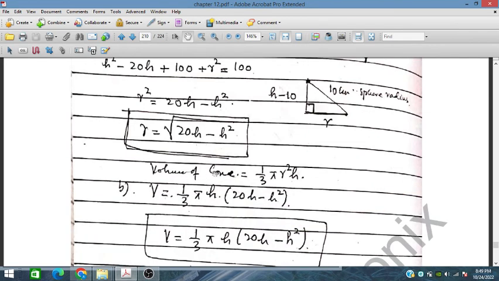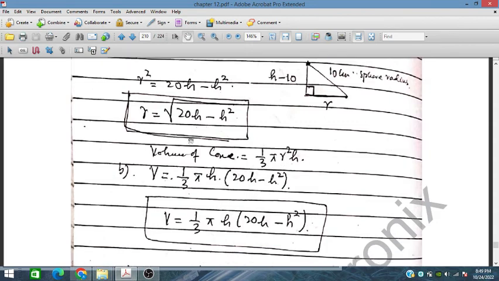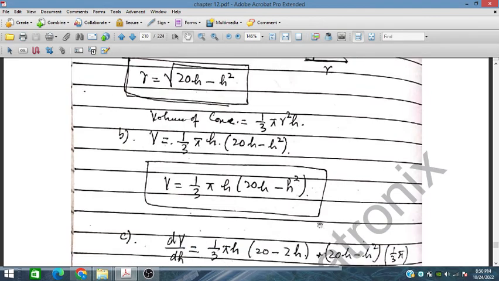Now the volume of the cone is equal to 1 over 3 pi r squared h. So in place of r squared, we can write 20h minus h squared. This V is equal to 1 over 3 pi h (20h minus h squared). So this is the second part of the problem.